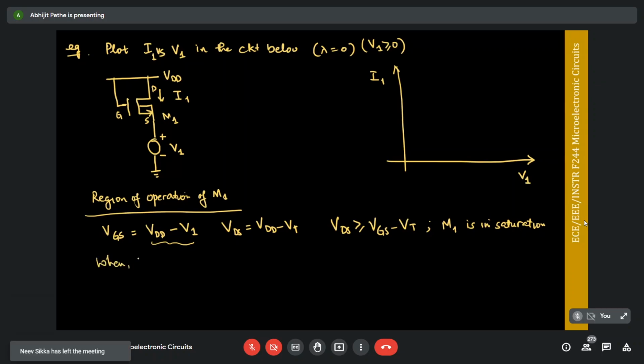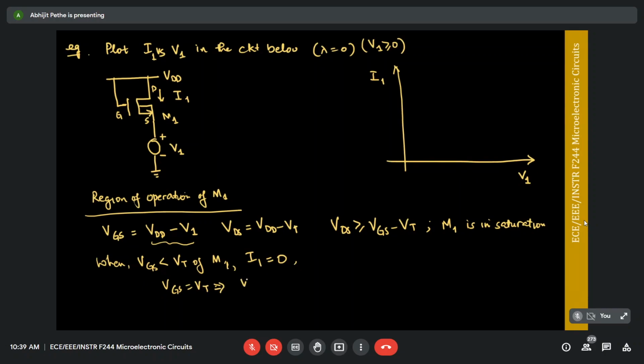Cut off. Right? So when VGS falls below VT of the transistor, what happens to I1? It goes to 0. And at what point does VGS become equal to VT? VGS equal to VT means VDD minus V1 is equal to VT, which implies V1 is equal to VDD minus VT.